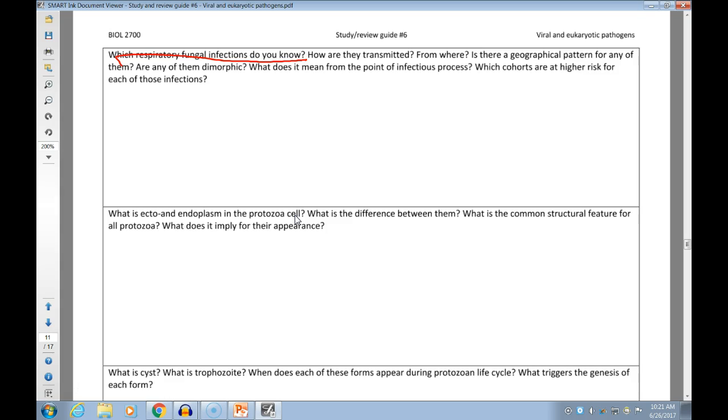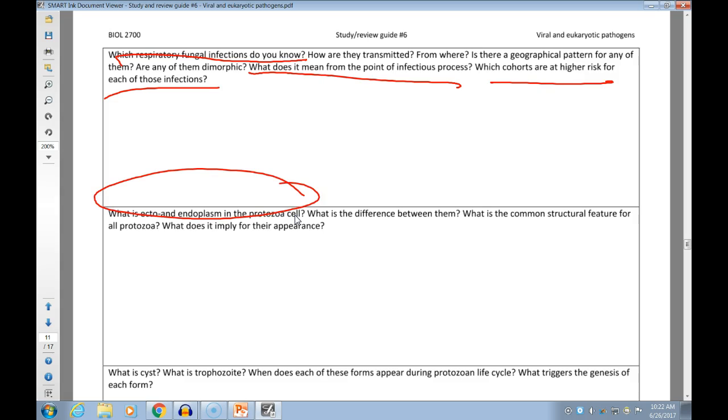Histoplasma capsulatum, yes. Any of them dimorphic? Histoplasma is dimorphic. What does that mean? Understand the idea of a dimorphic fungus. Well, immunocompromised. Ecto and endoplasm. Ecto is outside, endo is inside. Ecto is involved in transport. Endo holds all the organelles.